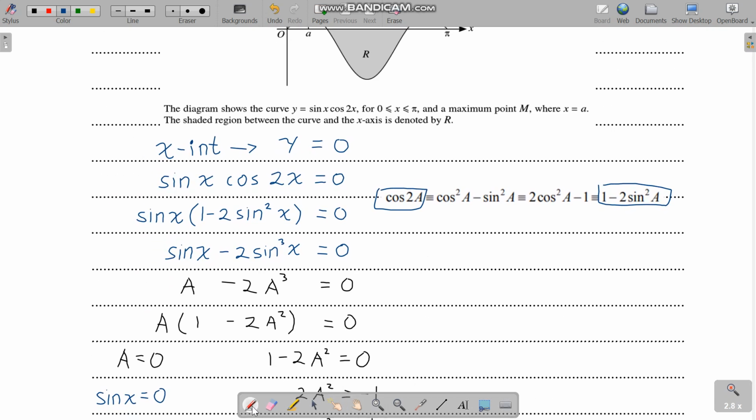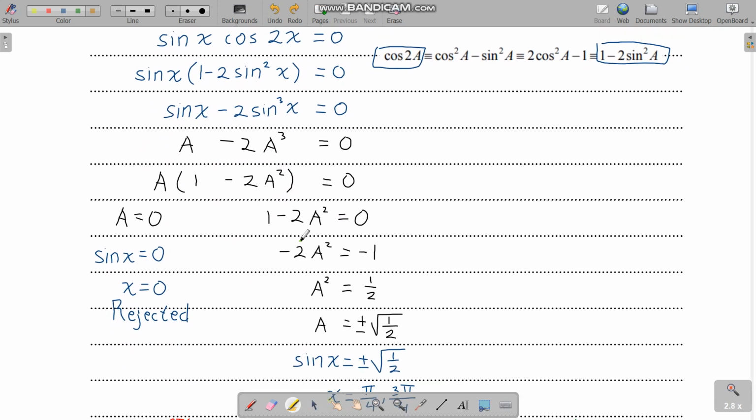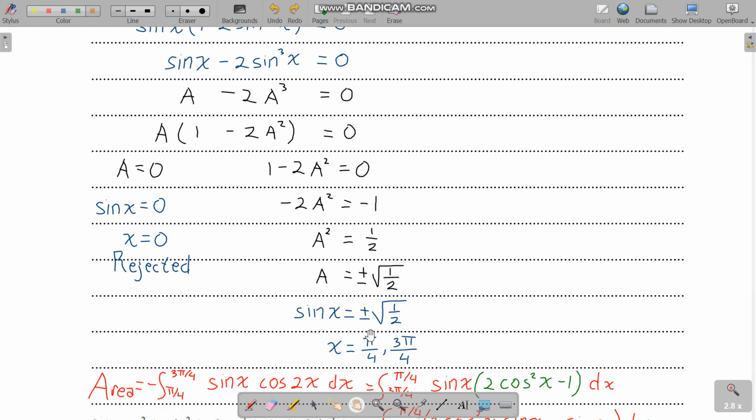So you multiply, and then you can use a to make it simpler. So a minus 2a cubed. Factor out the a, and from the two factors you have a equals 0, and 1 minus 2a squared equals 0. If 1 is moved to the right you get minus 1, divided by minus 2 you get 1 over 2, so a is plus or minus square root of 1 over 2.